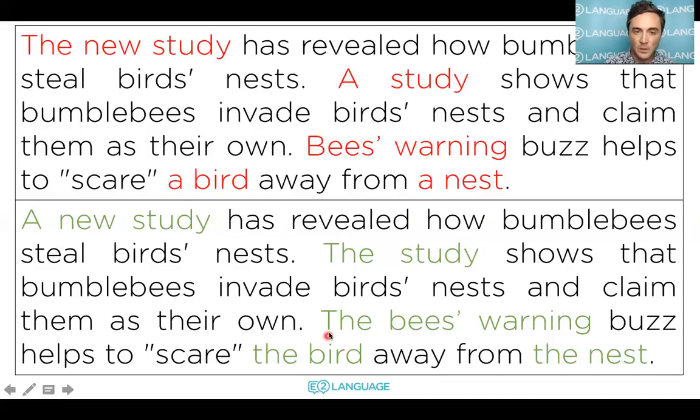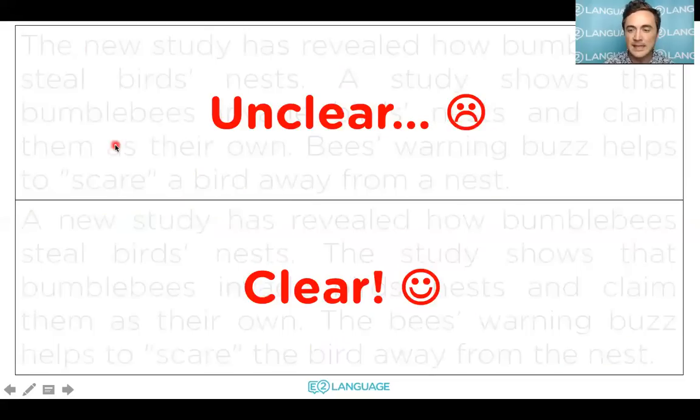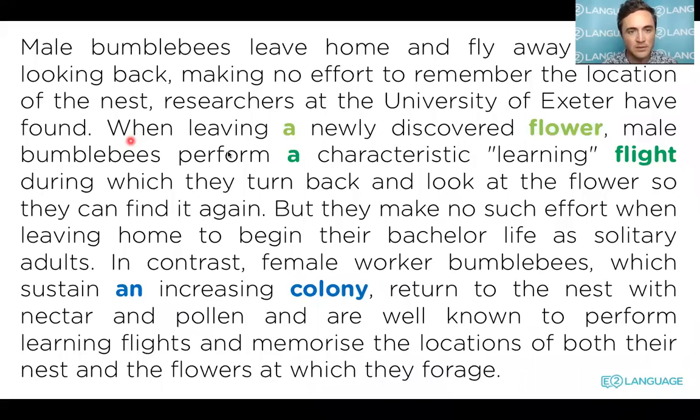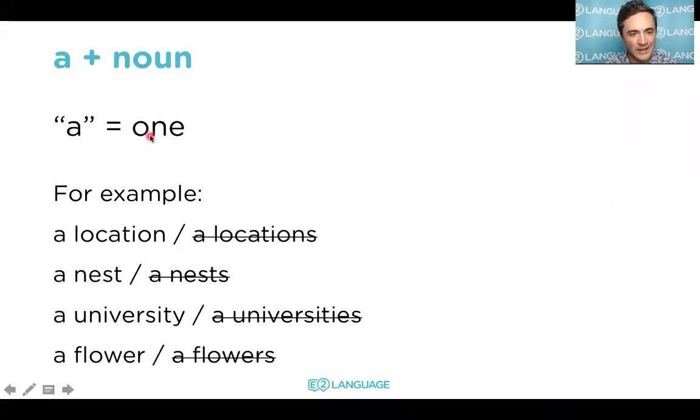Okay, so if we compare these two, one is unclear, one is perfect. Okay, and it makes a big difference. It's a big difference. They're little words, but they have a big difference when it comes to clarity. Here's another rule. We use a for one. Simple rule. Here we go. A flower, one flower. A flight, one flight. A colony, one colony. A equals one.